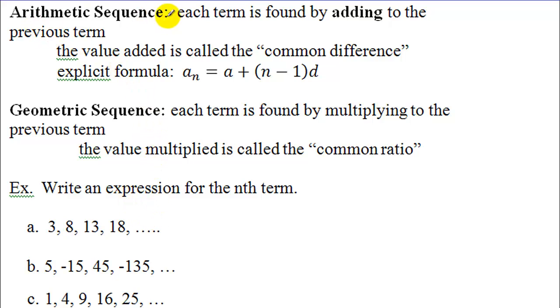An arithmetic sequence is one where each term is found by adding to the previous term. The value added is called the common difference. Now this is an arithmetic sequence.